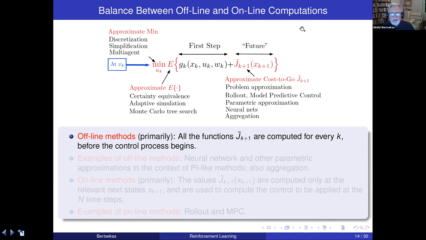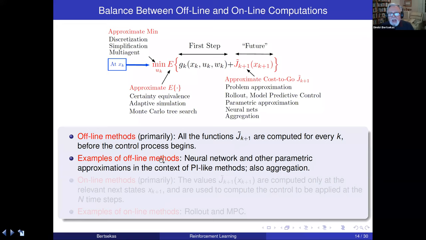So within this general figure here, what are primarily online methods? First of all, there are no strictly offline or strictly online methods, because every method involves both some offline computation and some online computation. But primarily offline, where most of the computation is done offline, is the type of method where the J tildes are computed before the control process begins. So we have these functions before U0 is applied.